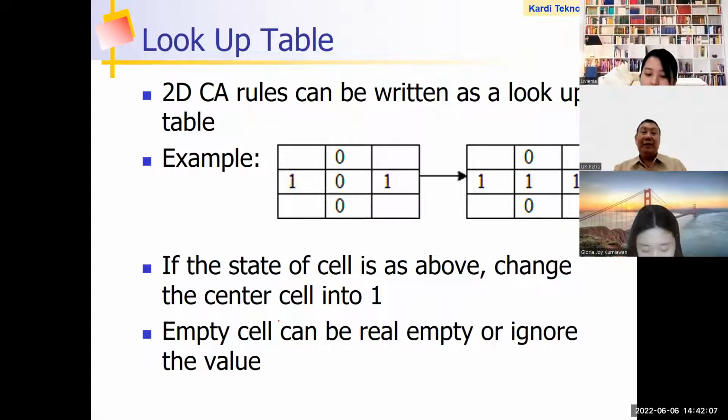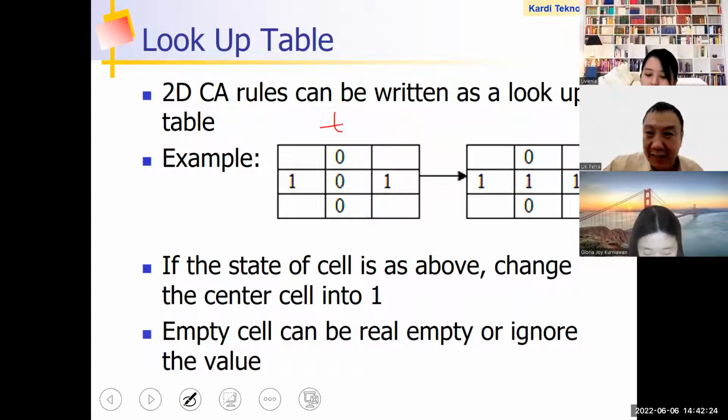So in CA, 2D CA again can be written as a lookup table. Say I use a von Neumann neighborhood like this. So at time t, this is at time t plus 1. What do you change? Again, what you change is only the center.